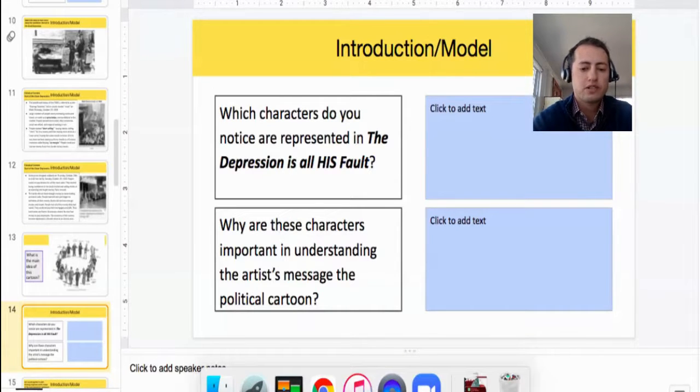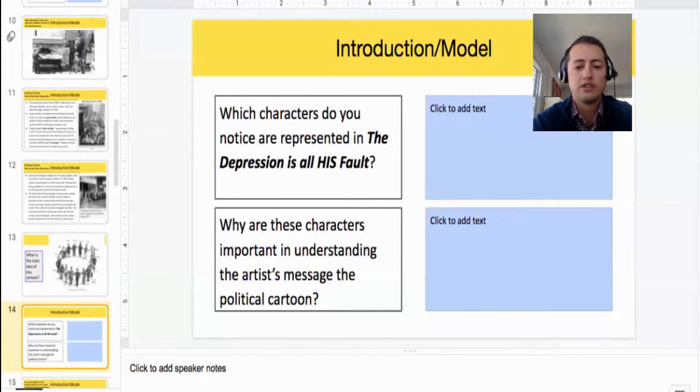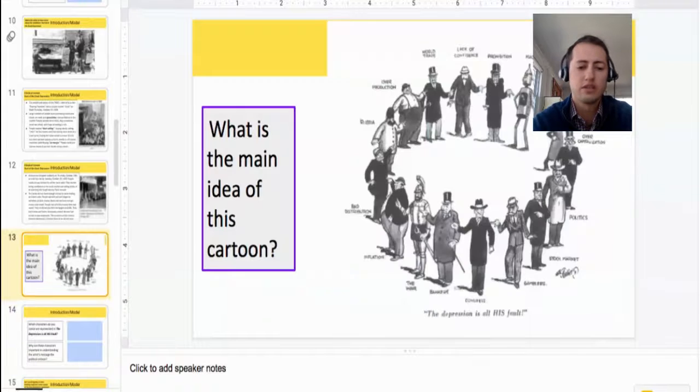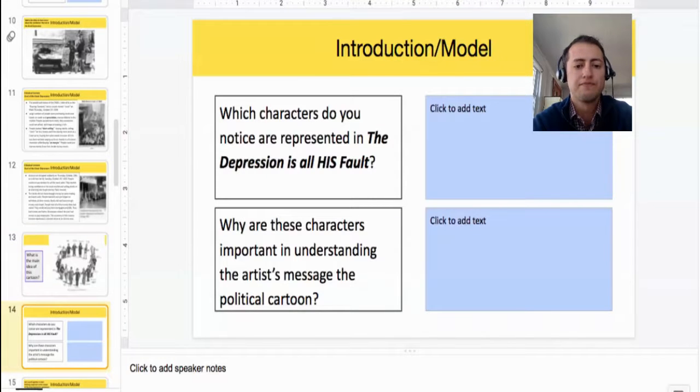One of my problems with Google Slides is that you have to have your cartoon on one slide and you're answering it on the other, which is why I do move this all to Google Docs, because I really like to have it all in one place. But you're having students answer really three questions about the cartoon. What's the main idea? What characters are represented? And why are these characters important in understanding the artist's message?